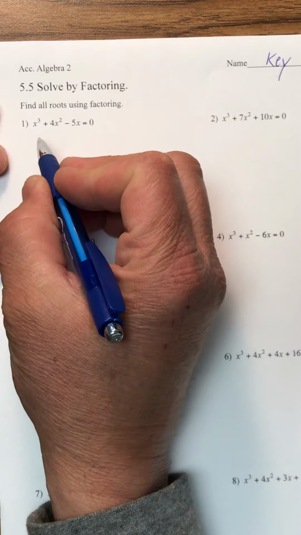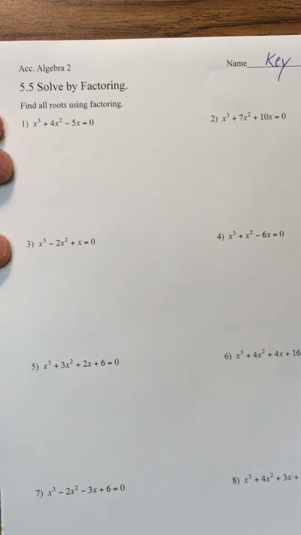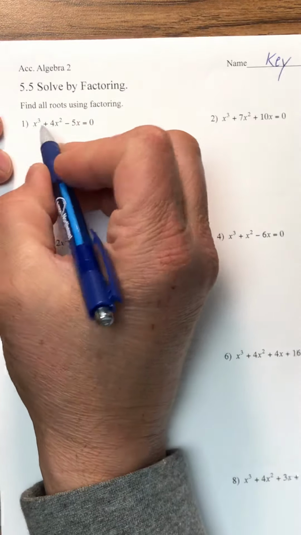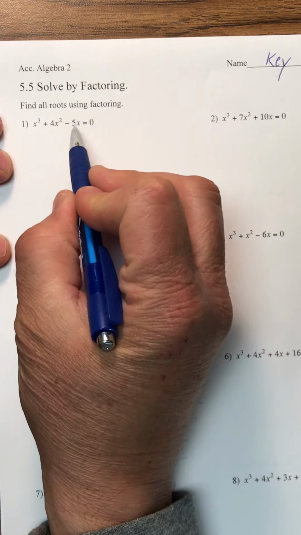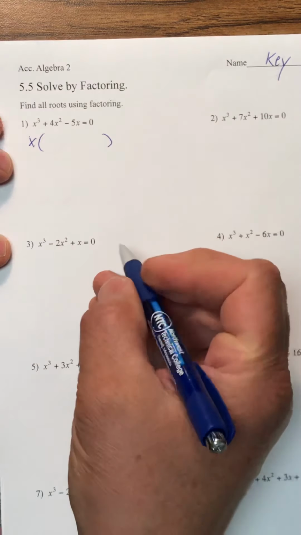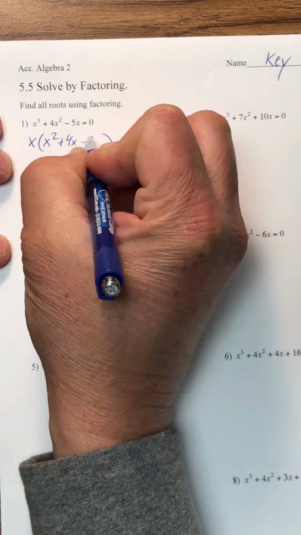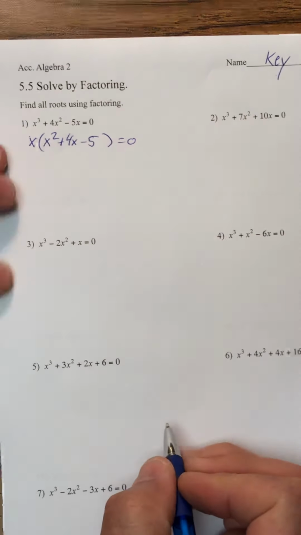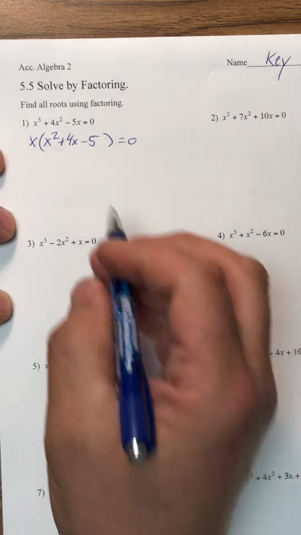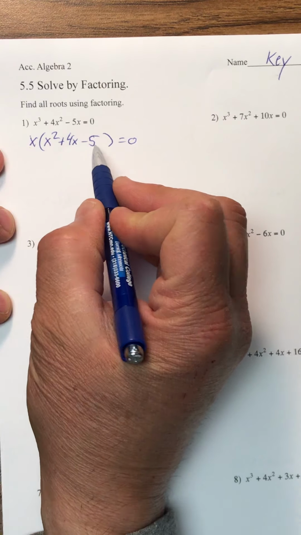Number one is find all roots by using factoring. So that's what we're going to be doing the whole time. But number one, when we look at a problem like this, we see a common factor. Okay, so we see x is a common factor. We're going to take that x out. We get x squared plus 4x minus 5. And so those are x is a factor, x squared plus 4x minus 5 is a factor.